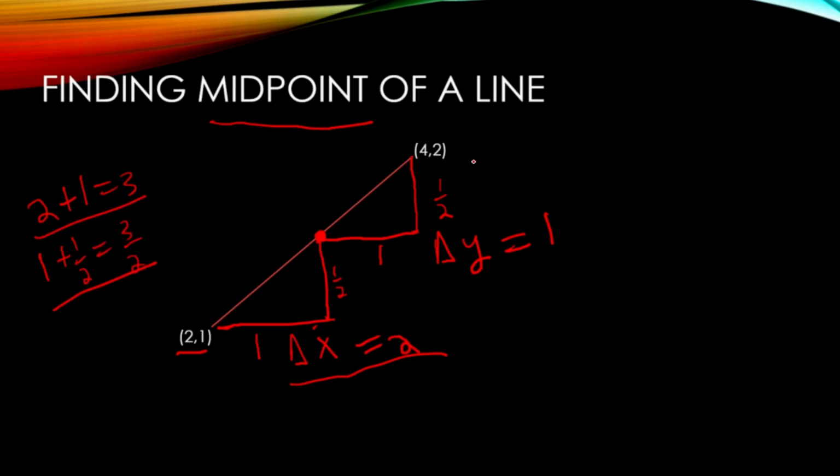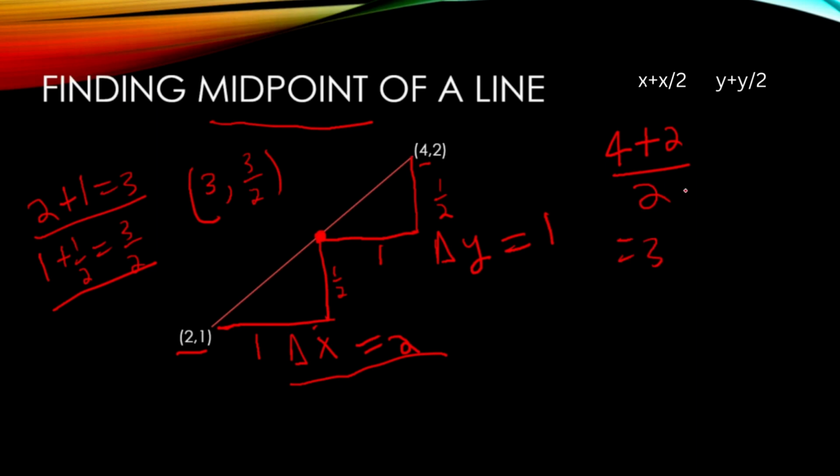So now you have your middle coordinates 3 and 3 over 2. Or if you don't want to do this, you can also take these two coordinates. So for example 4 and 2, and you can divide it by 2. This gives you 6, and 6 over 2 is equal to 3. Same with the y coordinate, 2 plus 1 over 2 is equal to 3 over 2. So these are the midpoint of the line.